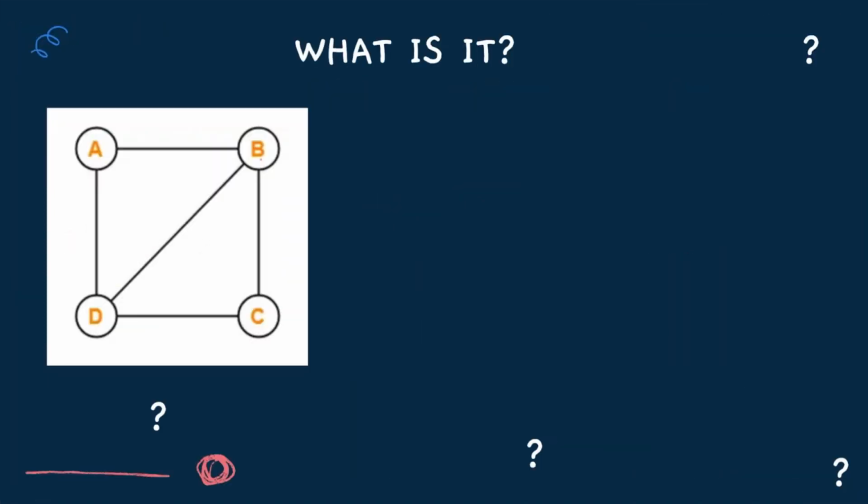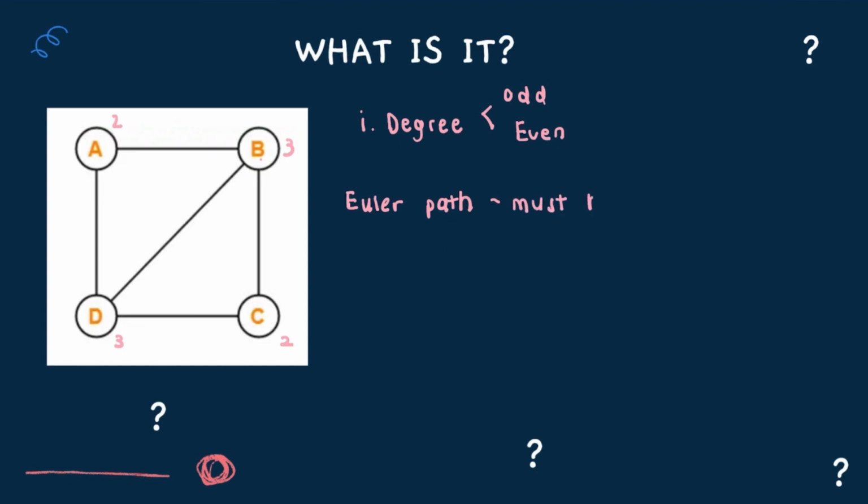So for the next question, what is this graph going to be? Is it an Euler path or an Euler circuit? As usual, we need to find the degrees first. Is it odd degrees or only even degrees? In this graph, A has 2 degrees, B has 3, D has 3, and C has 2. As you all know, an Euler path must have at most 2 odd degrees. Hence, this graph is an Euler path.